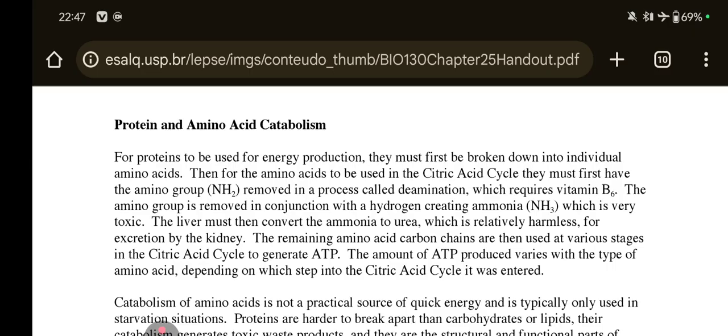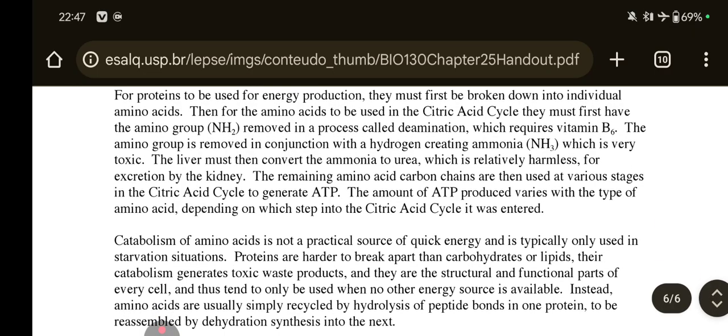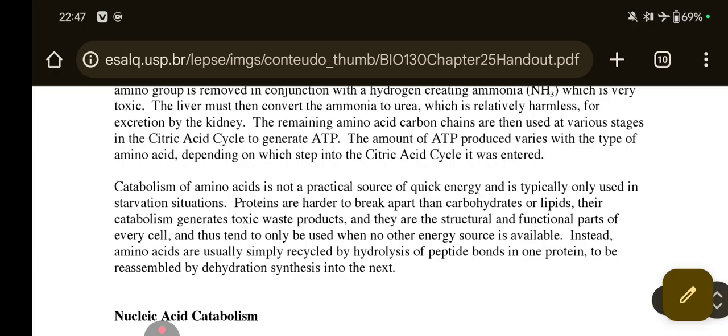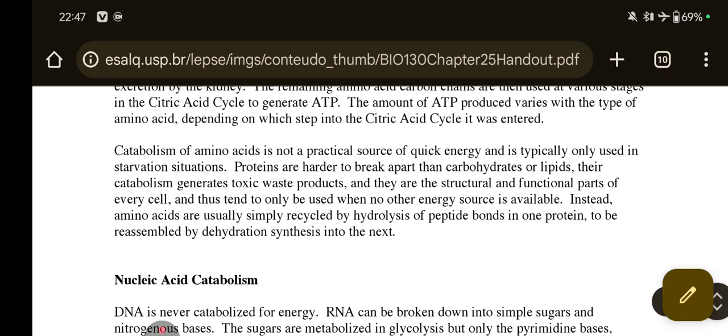The remaining amino acid carbon chains are then used at various stages in the citric acid cycle to generate ATP. The amount of ATP produced varies with the type of amino acid, depending on which step of the citric acid cycle it enters. Catabolism of amino acids is not a practical source of quick energy and is typically only used in starvation situations. Proteins are harder to break apart than carbohydrates or lipids, their catabolism generates toxic waste products, and they are the structural and functional parts of every cell, and thus tend to only be used when no other energy source is available.